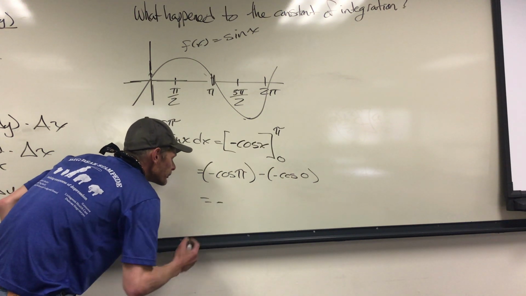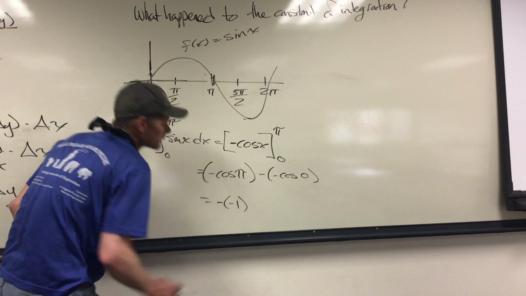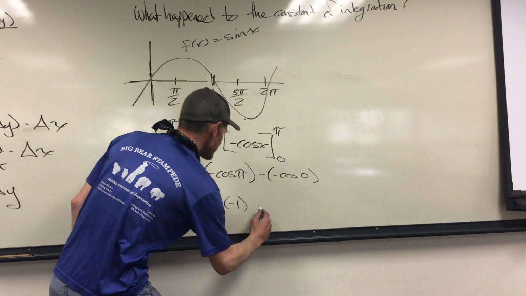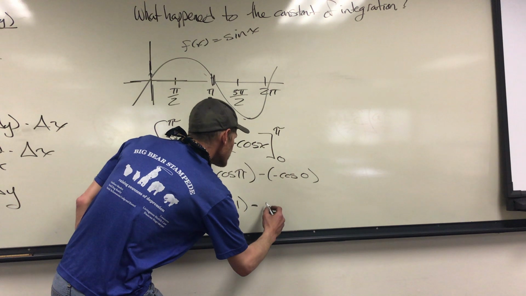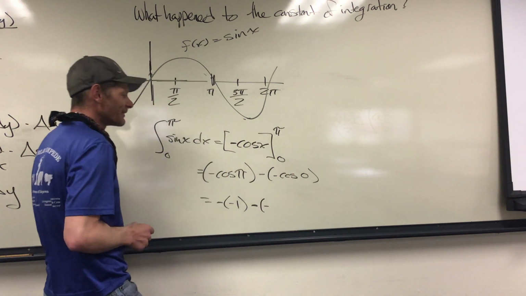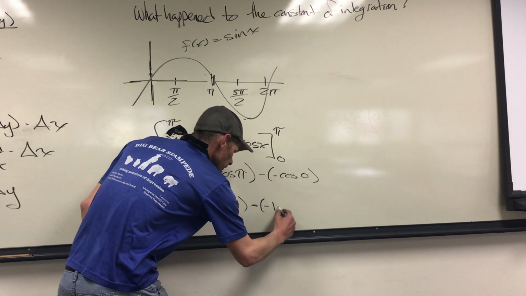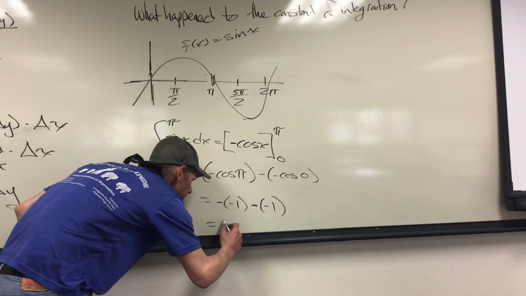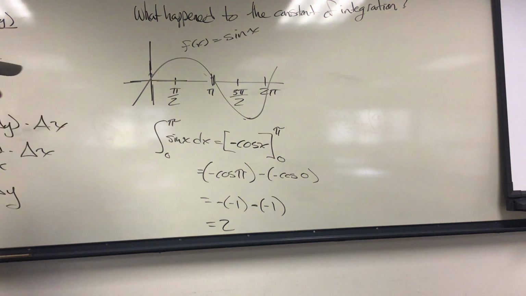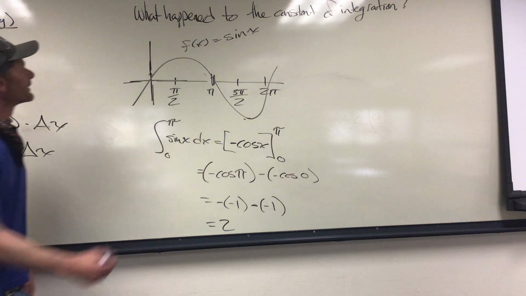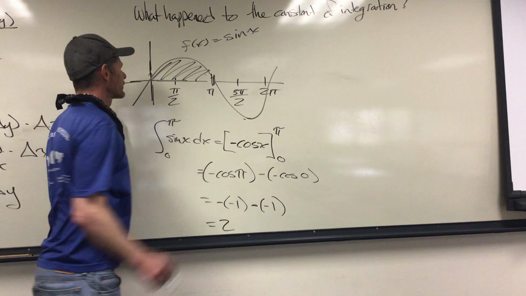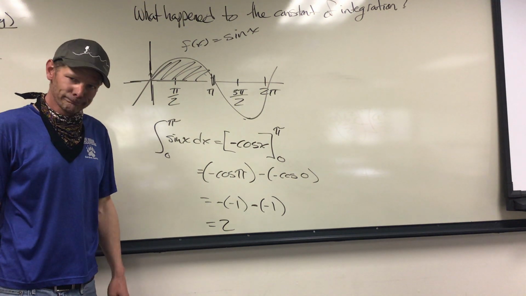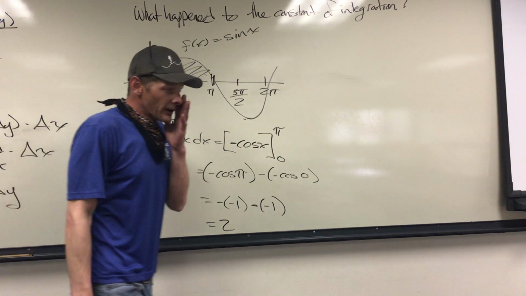What is the cosine of pi? You turn to pi and look at the x-coordinate, it's -1 there, so we have the opposite of -1 minus the opposite of the cosine of 0. What is the cosine of 0? It's 1. So the opposite of 1 plus 1. The opposite of -1 plus 1. 2. So the area under the sine curve from 0 to pi is 2. Okay, so that's all that.